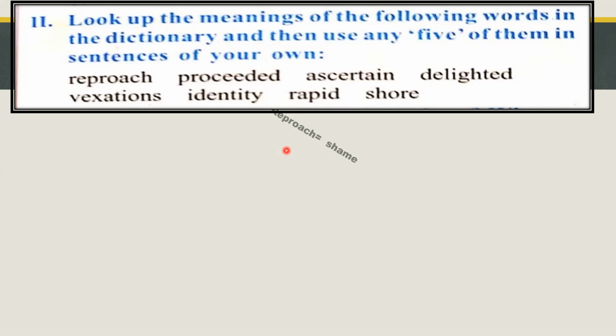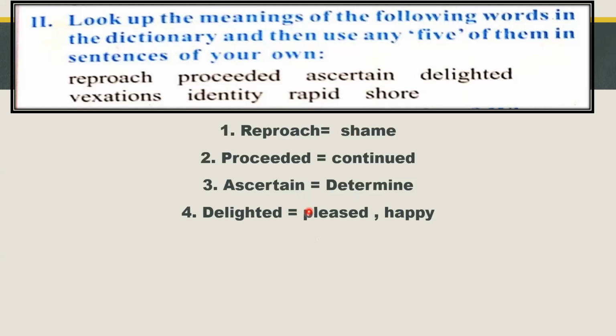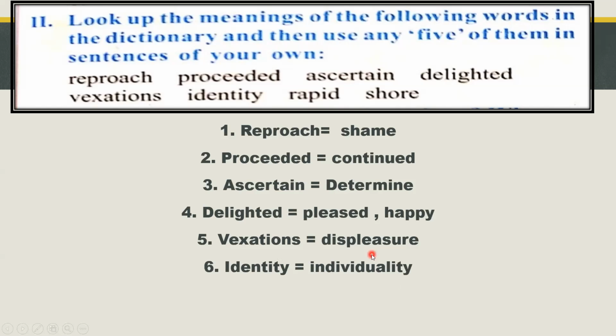Number 1, the word reproach, means shame, disgrace. Number 2 is proceed, means continue, move forward, move ahead. Number 3, ascertain, means determine, find out. Number 4 is delighted, pleased, happy. Number 5 is vexation, means displeasure, irritation. Number 6, identity, individuality, or who someone is, to know his identity.